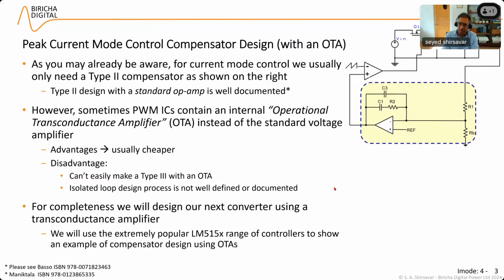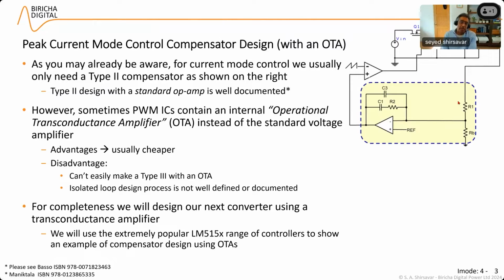And the advantage of this thing is that it is usually cheaper. Certainly it's cheaper for the manufacturer, and they pass that cost on, hopefully, to the customers also. The disadvantage is that you can't make a type 3 compensator with it very easily, because as you put the components of the type 3 across what we normally call R1 here, on a transconductance amplifier it actually messes up the DC bias and so on. So it's not easy to make a type 3, and therefore it's almost exclusively used for current mode applications as opposed to voltage mode applications.